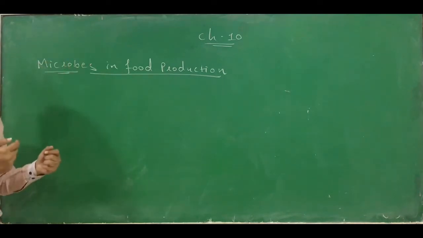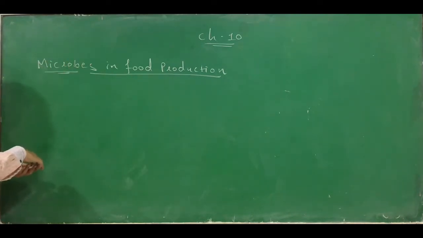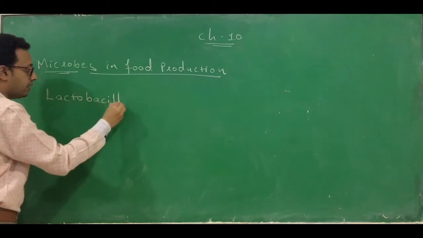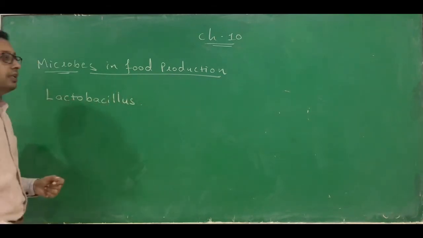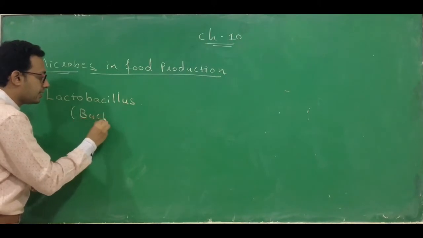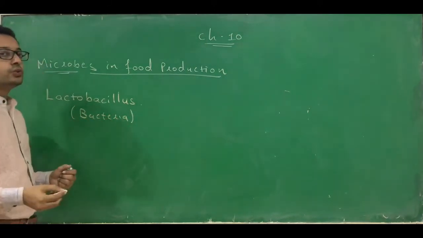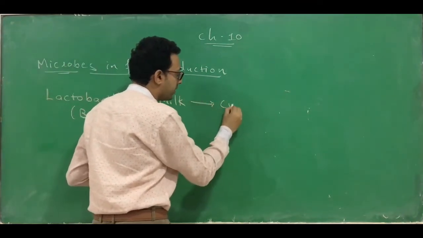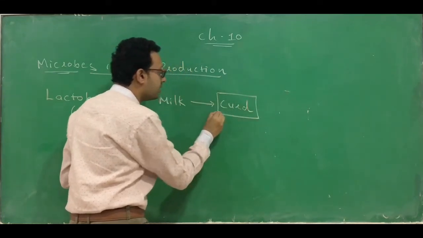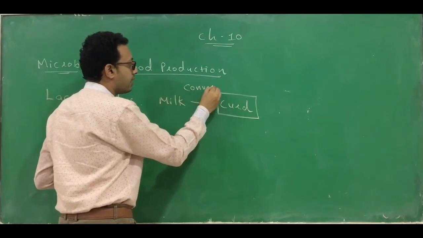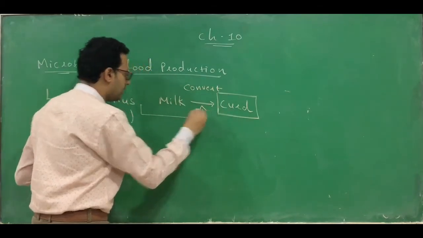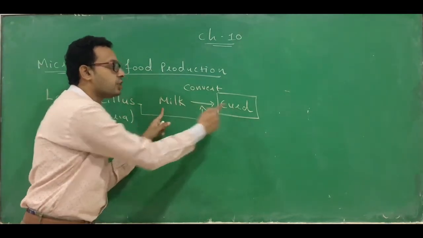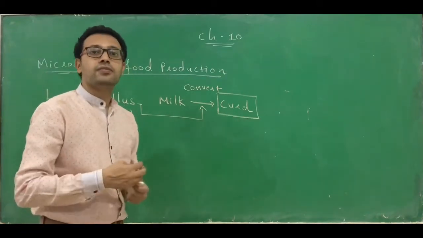So let's start. The first one is food products. How are microbes useful in the production of food? Here, Lactobacillus. You might have heard this word. Lactobacillus is a bacteria. What is its use? It converts milk into curd. So the production of curd is with the help of the bacteria Lactobacillus. Lactobacillus is useful in the conversion of milk into curd, and curd is one of the important food products.